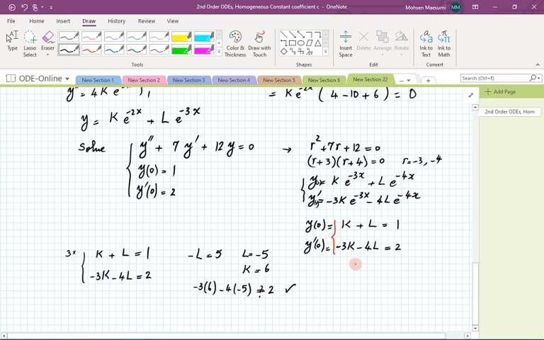So what's the final answer? The final answer now, I have y is equal to k, which was 6, and l, which is minus 5, exponential of minus 4x. So that's the solution.